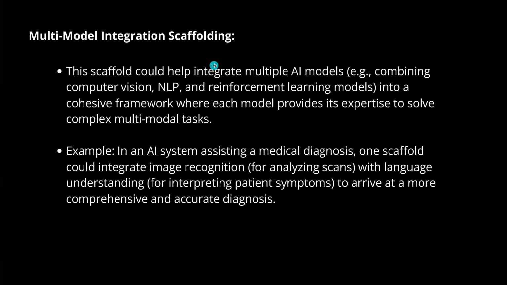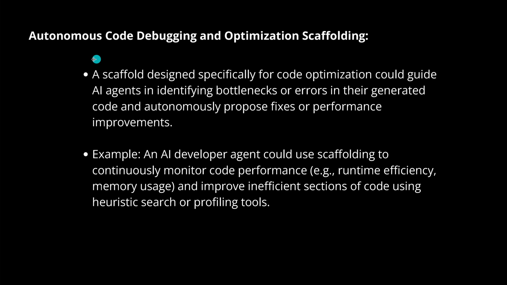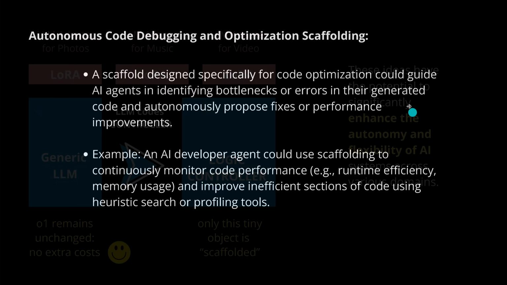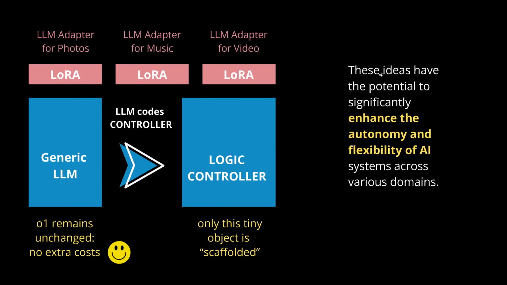Or you say, hey, I'm going crazy. I go now for a multi-modal integration scaffolding here in my shield. So my shield knows how to use multiple AI models. Or you go with autonomous code debugging and optimization scaffolding. You get the idea. This opens up an avenue of new implementations that are, I hope they're gonna be beautiful. So let's see who comes up.